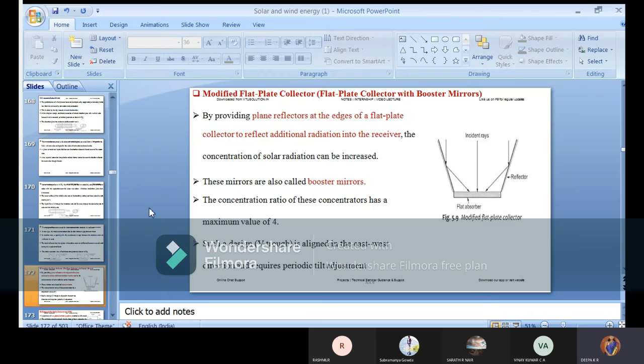So next we'll go for another topic called the modified flat plate collector, or else you can call it a flat plate collector with booster mirrors. So for any system, if you want to increase the efficiency, we try what else can be added. These collectors, their function is to absorb more. How much it absorbs, based on that you're going to get the output. If you are getting 10%, of course it will try to give a minimum of 8% of output. If you get 20%, then 2 to 3% of losses will definitely be there.